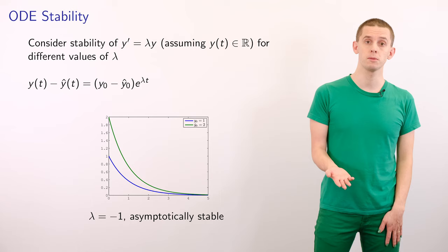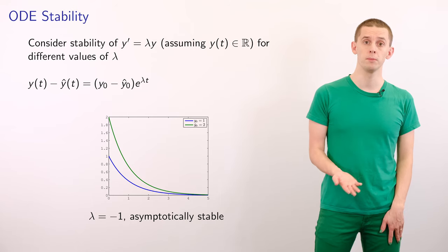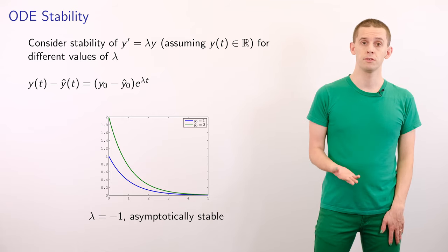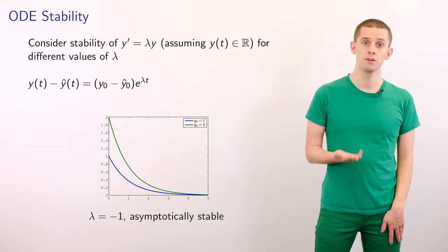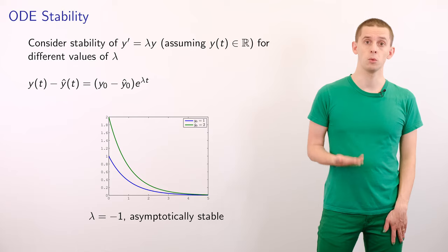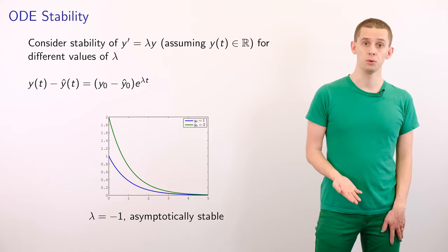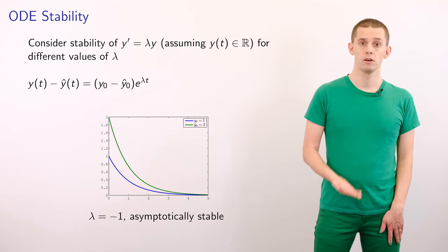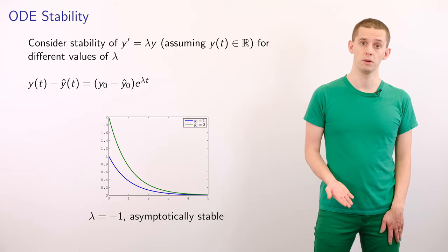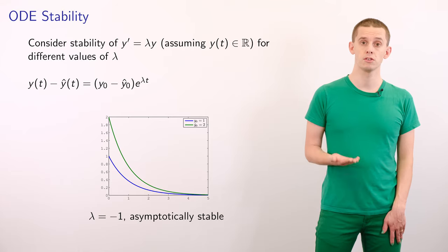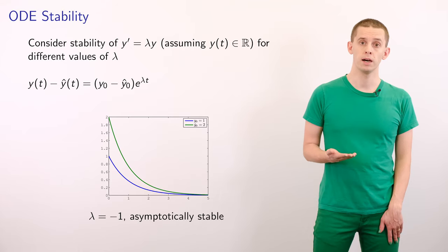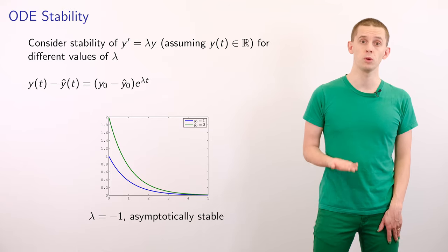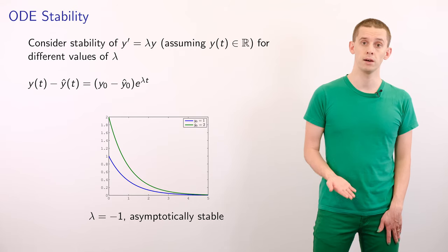To examine our definition of ODE stability, let's look at the example equation of y prime equal lambda y for a scalar function y of t, where lambda is a parameter that can be varied. And for this equation, we can analytically write down the difference between two solutions. We know that y of t minus y hat of t will be equal to y0 minus y hat 0, all multiplied by e to the lambda t. Let's first look at this equation for the case when lambda equal minus 1. And I've drawn two sample solutions starting from y equal 1 and y equal 2. And in this case, both solutions will decay exponentially to 0, and the difference between them will also decay to 0. And so in this case, we have asymptotic stability.